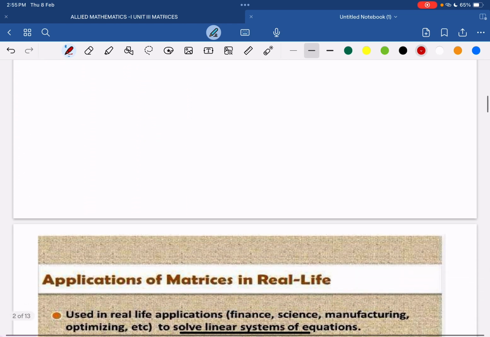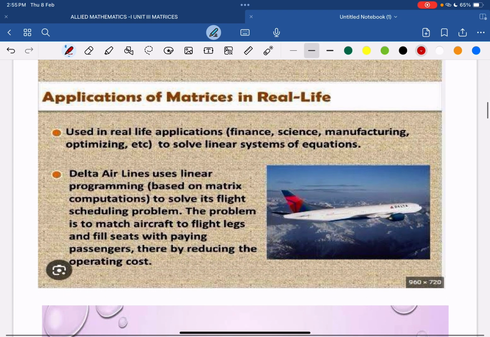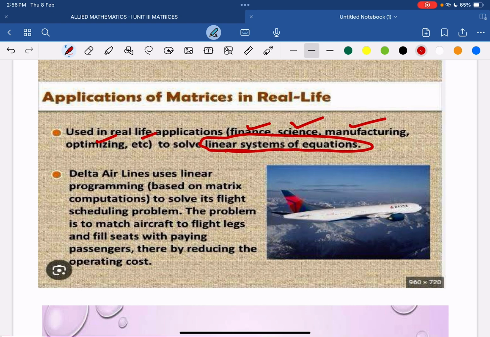Now we'll discuss some of the applications in real life situations. Matrices are used in real life applications, finance sectors, science, manufacturing, optimization, etc. Matrices are mostly used to solve linear systems of equations. Delta Airlines used linear programming, which is based on matrix computations, to solve its flight scheduling problems. The problem is to keep aircraft flying and fill seats with paying passengers, reducing the operation cost. So they use the matrix in Delta Airlines.